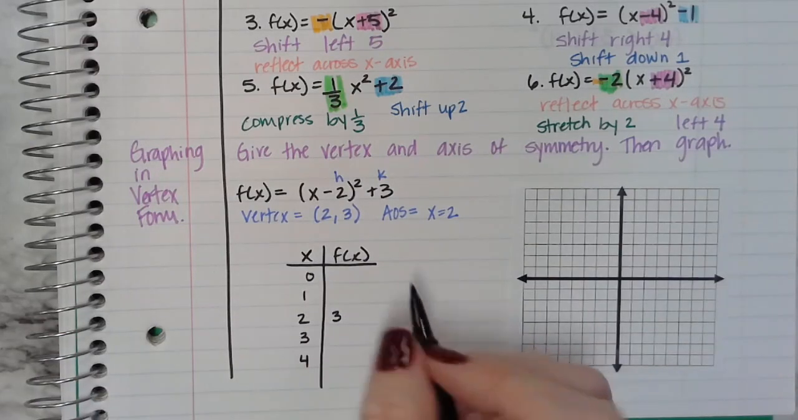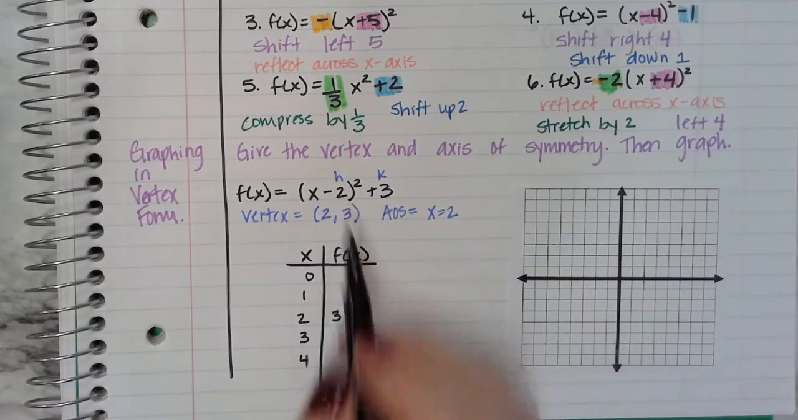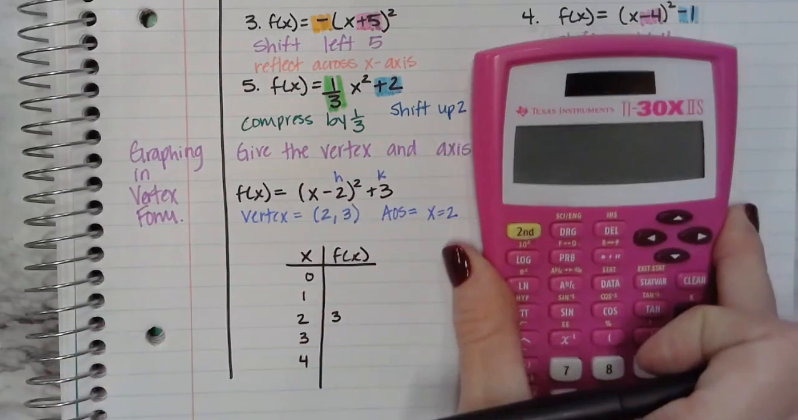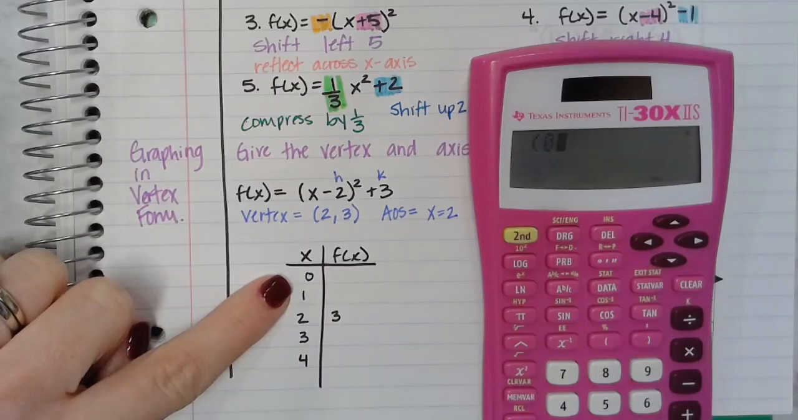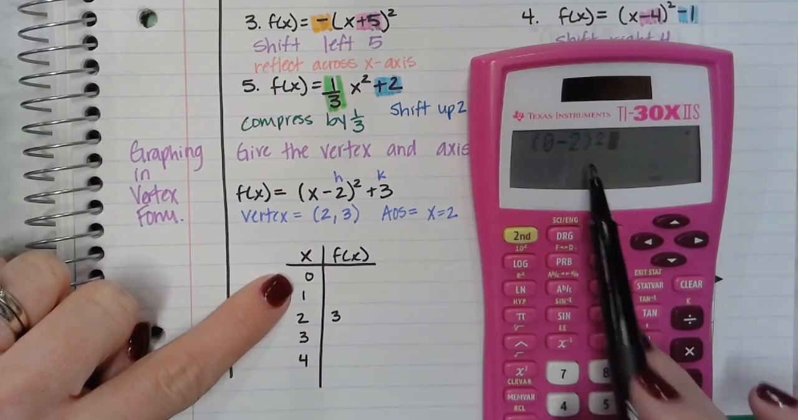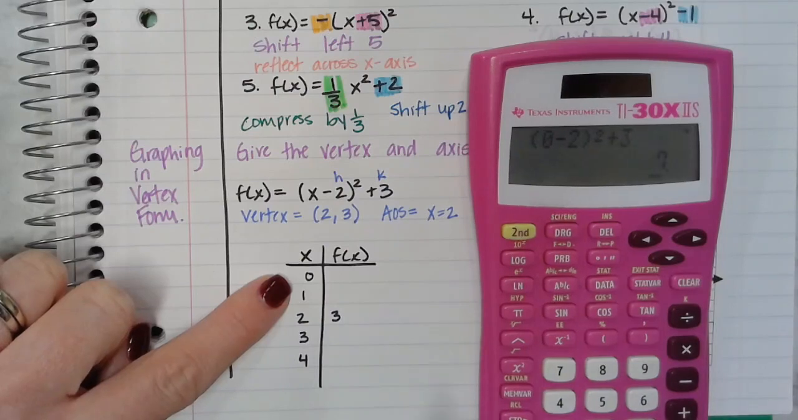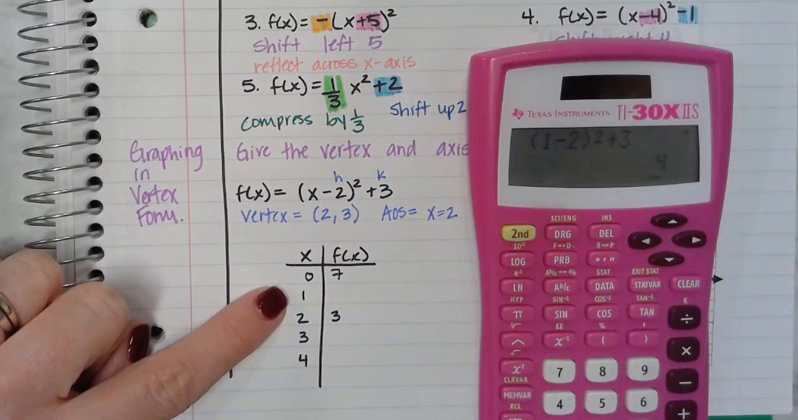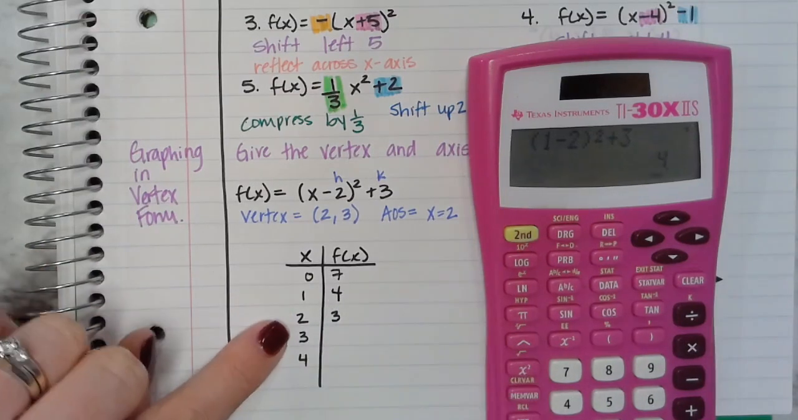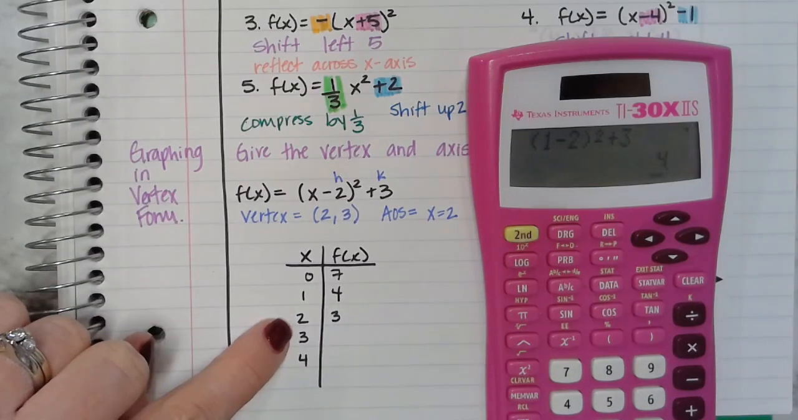Now, when I plug in these values, I'm going to plug them into this function here. And so using my calculator, I'm going to substitute a 0 in. So 0 minus 2 squared, I'm putting that in parentheses just like I see it in the function, plus 3. And I get 7. Now I'm going to type in a 1, and I get 4. Okay, I've already figured out my vertex. It's already there for me.